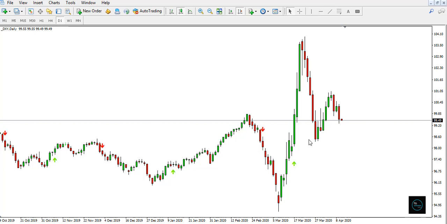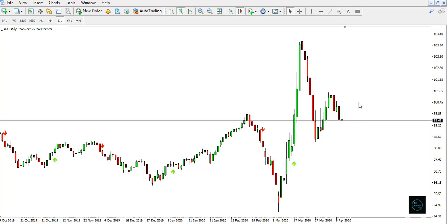So what we are saying is, as we are going into this new week, you might want to pay attention to these levels here. If the market cannot break this level, then we are thinking of the dollar appreciating in value.